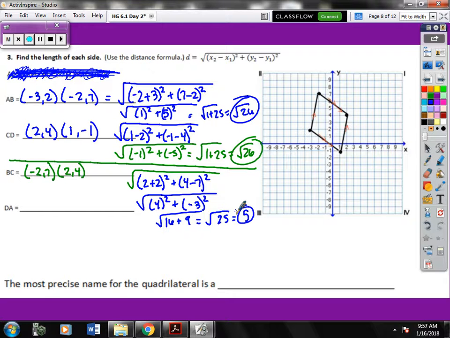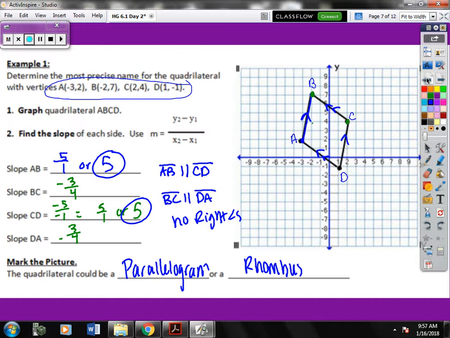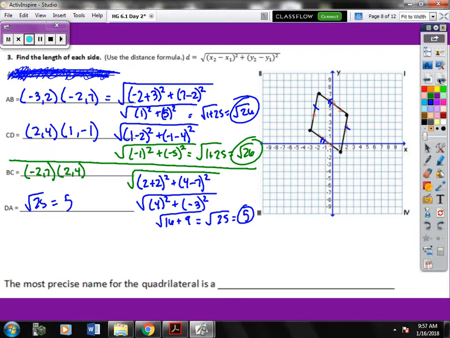So you can see that it's definitely not a rhombus, but I would verify the slope of DA. Just for the sake of time, I'm going to cut this problem short. You will get that DA is the square root of 25, which is 5. So what that's telling us is that we have opposite sides that are congruent, but not all 4. So based on the two options we had from above, it can't be a rhombus, it has to be a parallelogram.